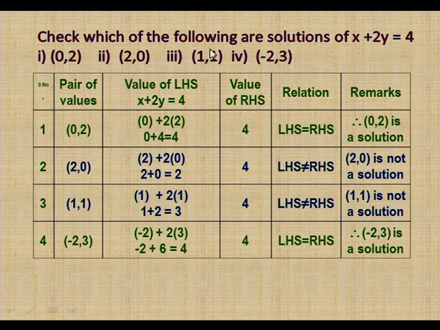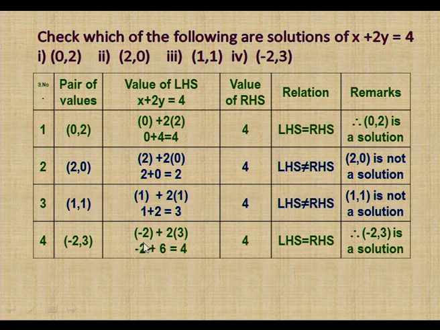Now, we will check for 1, 1. 1 in place of x, 1 in place of y. 1 plus 2 into 1 is 2, 1 plus 2 is 3. Again 3 is not equal to 4. That means LHS is not equal to RHS. 1, 1 is not the solution to the given equation. Are you clear, children? Now, we will check the fourth one, minus 2, 3.